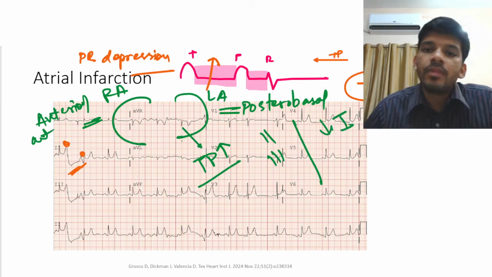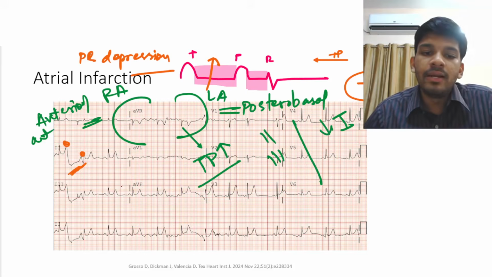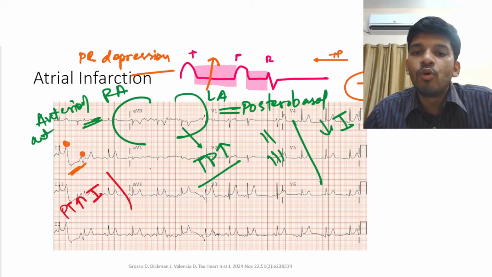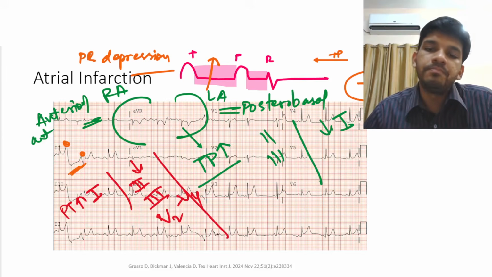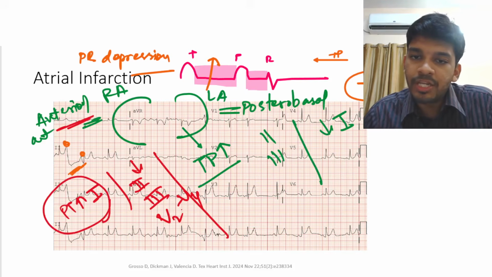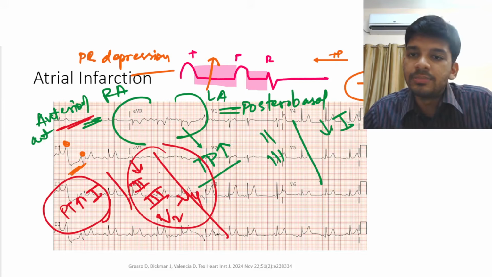in lead 1. Whereas for right atrial infarction, you look at PT segment elevation in lead 1 and reciprocal depression is seen in 2, 3 and V2 to V4. Okay. Because here this is an anterior change. So TP elevation in this lead and TP depression in the inferior leads, right?